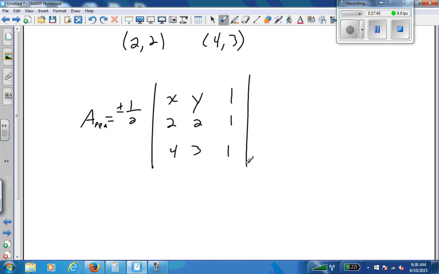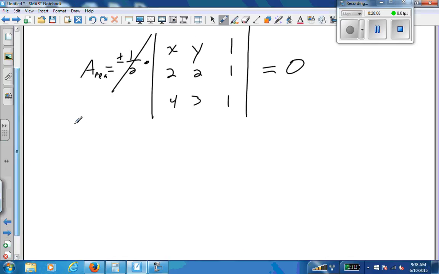Well, in order for these to be collinear, our area has to be 0, which if we have 1/2 times the determinant equal to 0, of course 1/2 can't be 0, so that means the determinant has to be 0. Or you could say divide both sides by 1/2 and that's gone. So we want to find out what x and y would make our determinant 0.